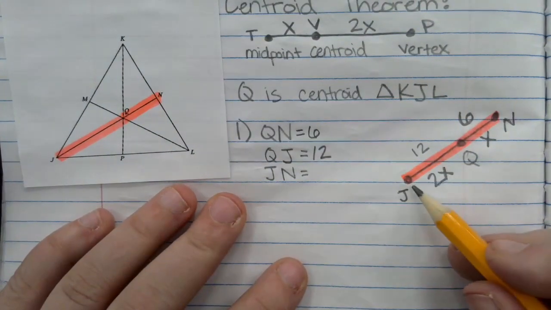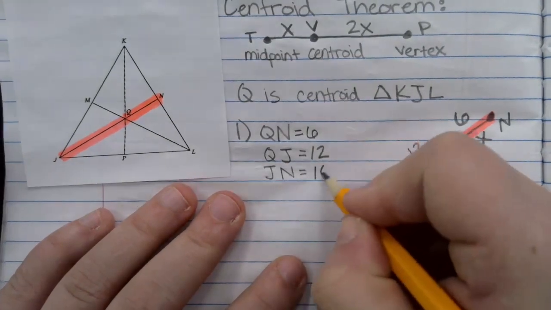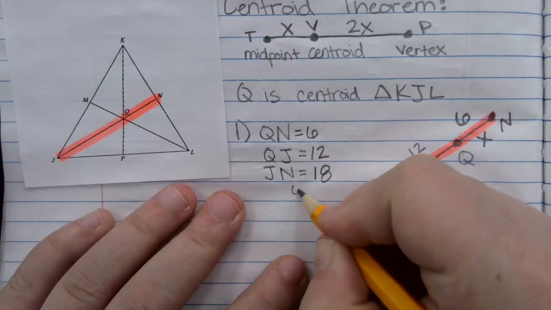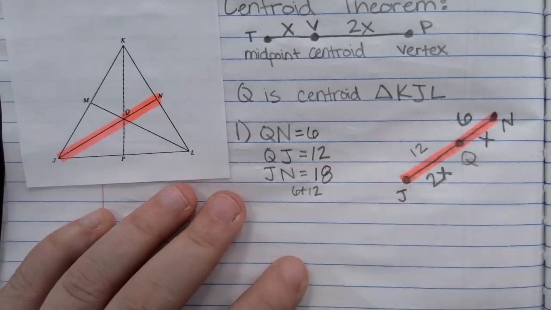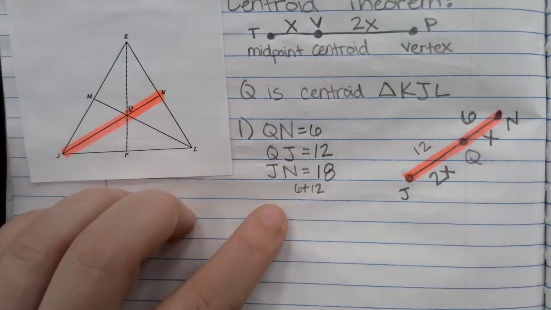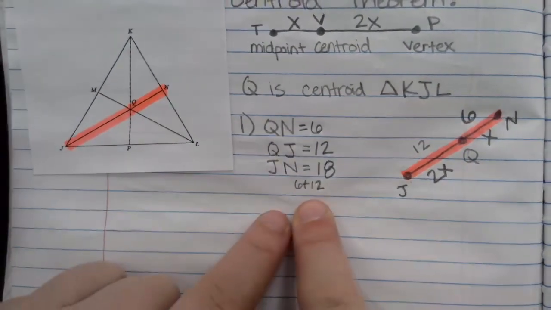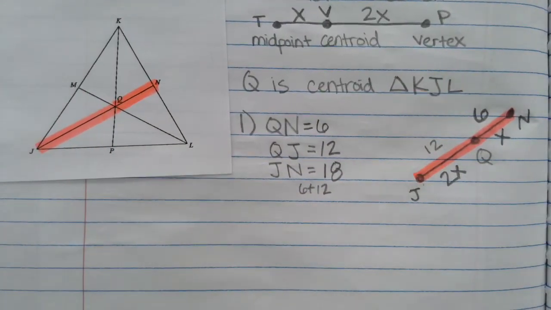And how much is it from J to N? 18. How did we get that? Yeah, 6 plus 12, adding. If you need to write that in there, write that in. If you're like, what the heck, where did they get 18 from? 6 plus 12. If you looked at that and you just knew it was 18, you don't have to write that part. If you want to, just for funsies, you can. Your choice.